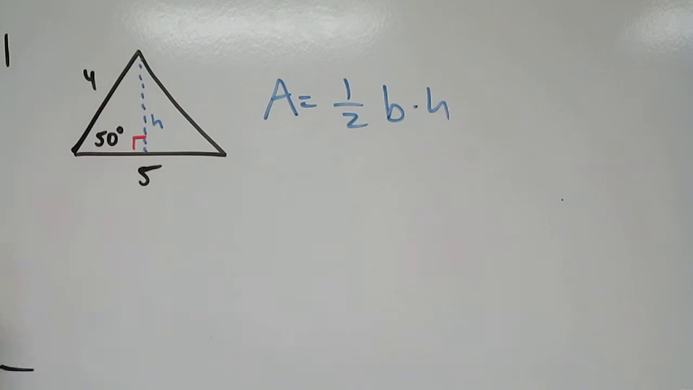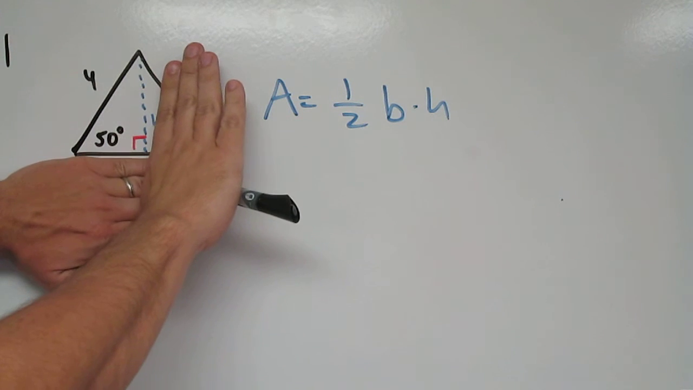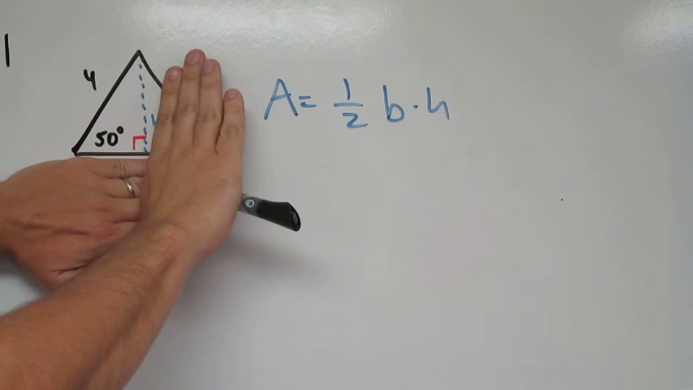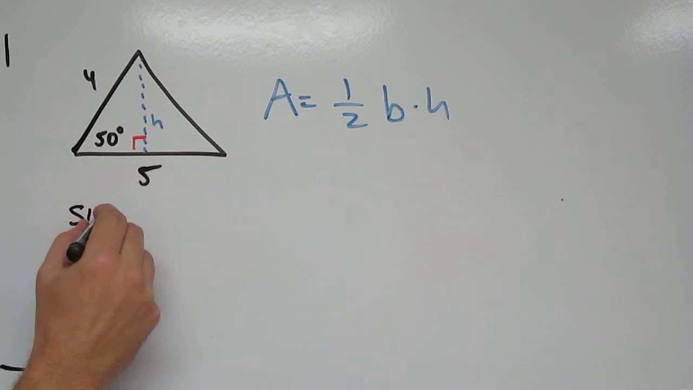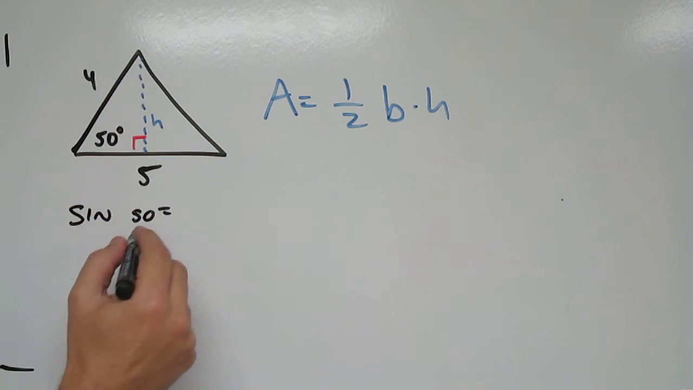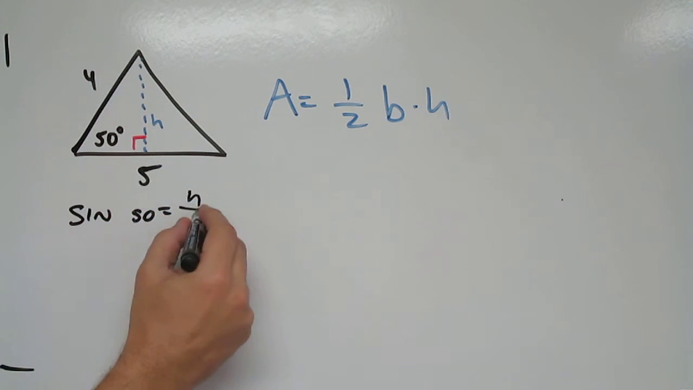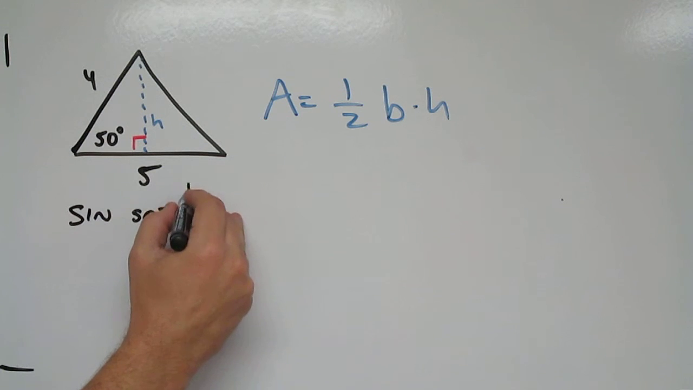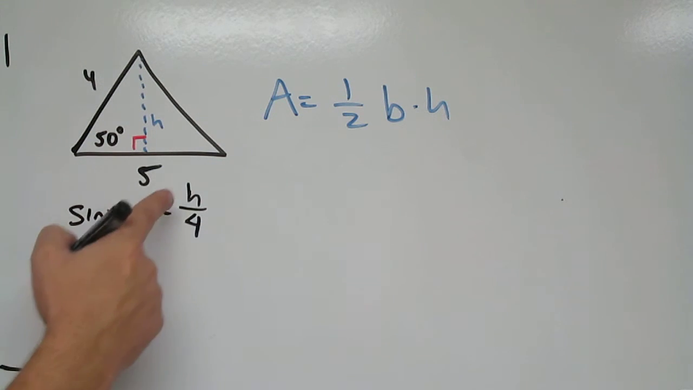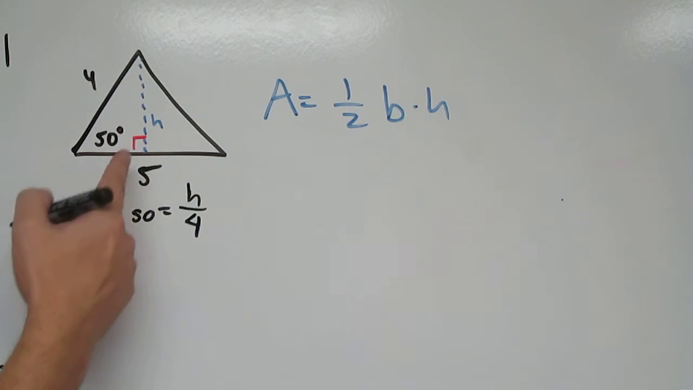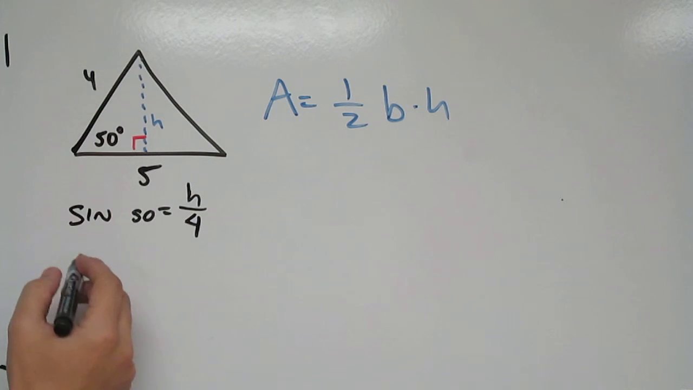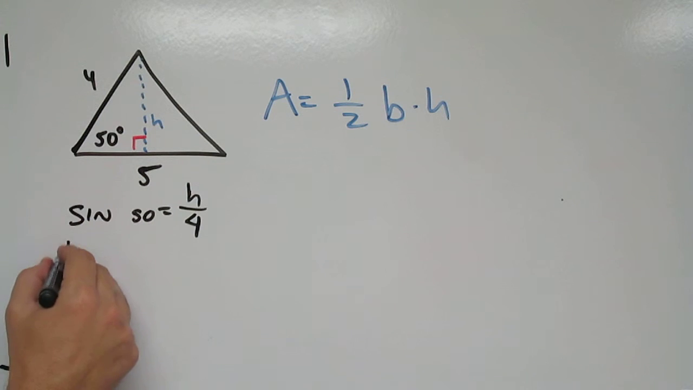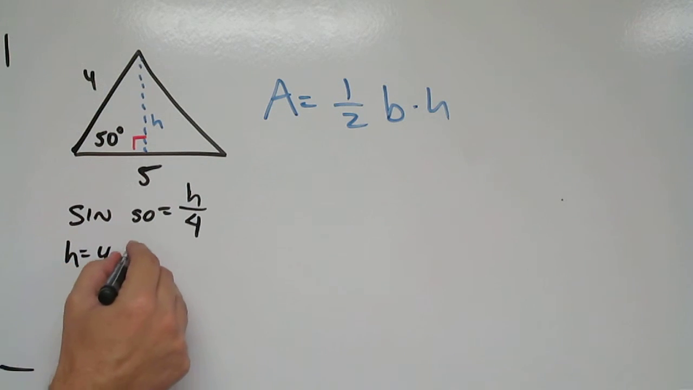And so if I just look at, ignore the 5, if I just look at that part of the triangle, then I know that by definition the sine of 50 degrees is equal to the opposite over the hypotenuse. And so if I wanted to figure out what the height of the triangle, not h for hypotenuse, but the height of the triangle is going to be 4 times the sine of 50.